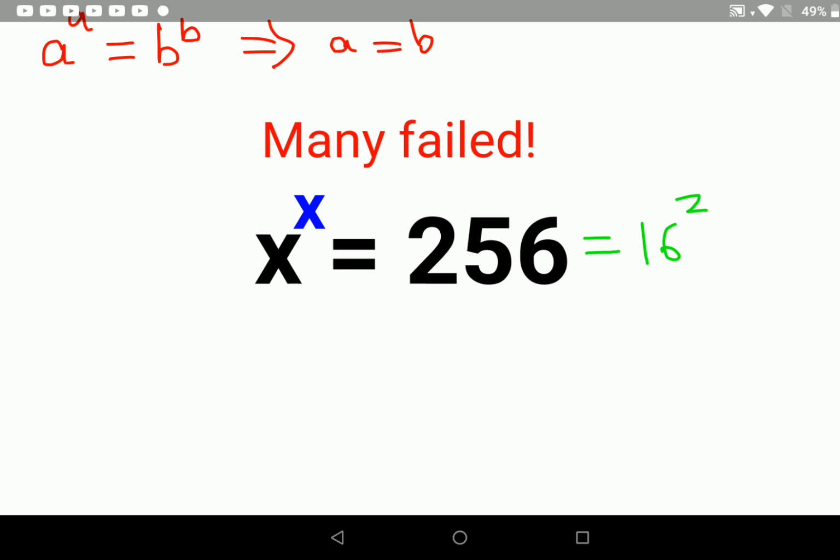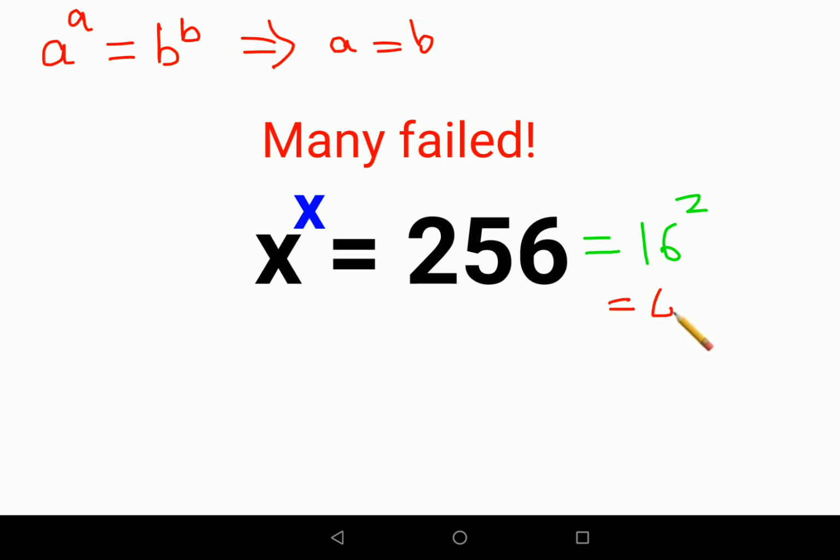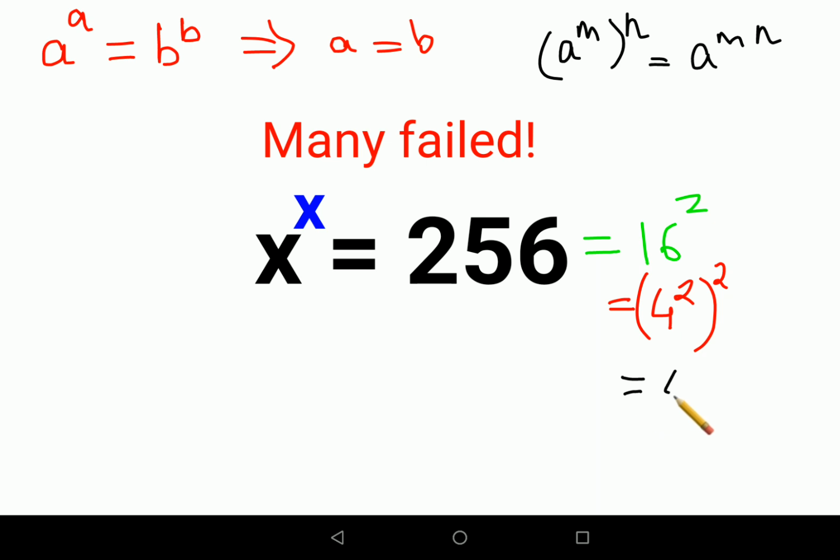Okay, now see here what we could do is, 256 can be written as 16 square. So now even 16, if you know, this is nothing but 4 square, the whole square. And in indices we know that a raised to m, the whole raised to n, is nothing but a raised to m into n. So here this comes out to be 4 raised to 2 into 2, which is coming out to be 4.